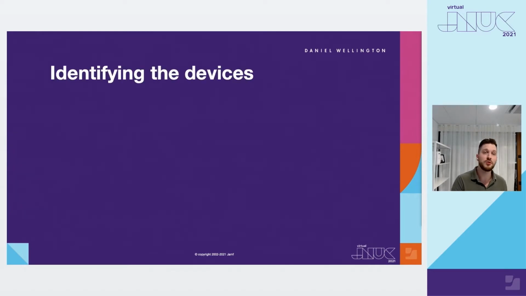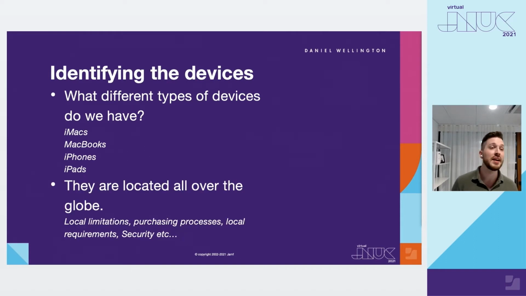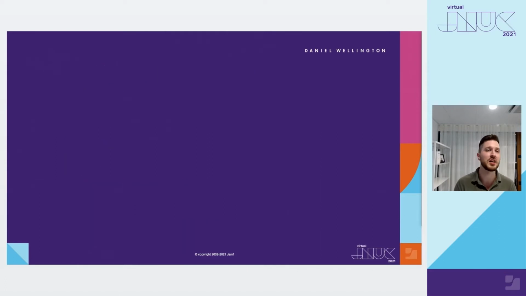And as the first part was identifying the devices, I was trying to figure out what types of devices we have. It seemed we have a lot of iMacs, a lot of MacBooks, a lot of iPhones, a lot of iPads all over the place. And also they're located all over the globe. So early on in this project, I had to realize there were local limitations, different purchasing processes, local requirements, security, and the list goes on. So really, already at the start, it was pretty difficult figuring out what needed to be done.